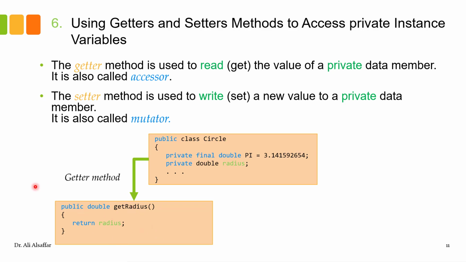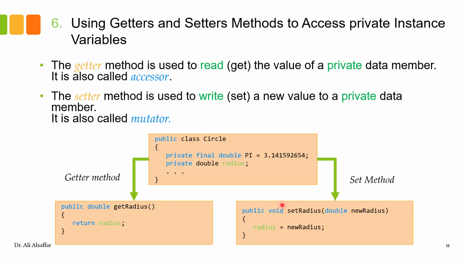So it's a standard definition for the private data members. Now for setters, since we are going to set the value, we don't return any value from this method, so the return type will be void. Similarly, the name of the method will be the name of the instance variable preceded by set. Since the name is radius, the name of this setter will be setRadius.